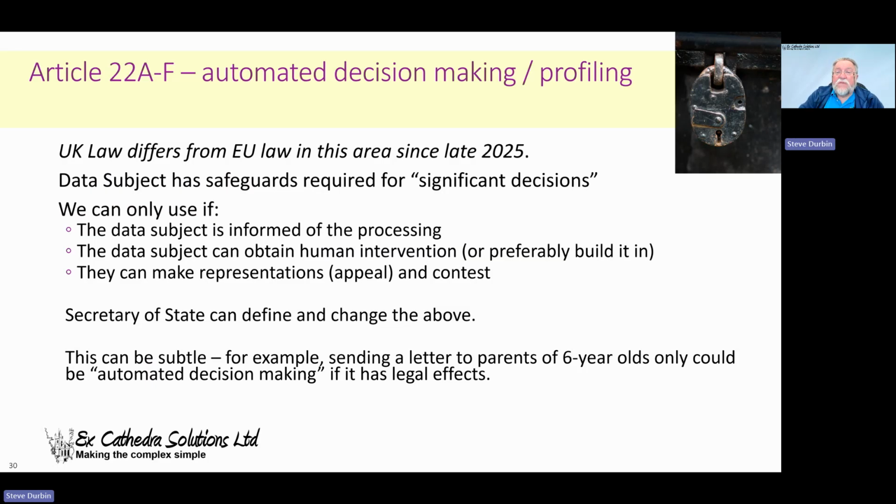Okay, but basically, in the UK now, the data subject has safeguards required for significant decisions. Okay, there was a definition of significant decision. You can think about it pretty much as anything that would cause legal effects or possibly prevent them from doing something, that sort of thing. Okay, we can only use automated decision making if they've been informed of the processing, if they can obtain human intervention or preferably build it into the processing, which is far safer. Okay, and they can make representations to appeal and contest.